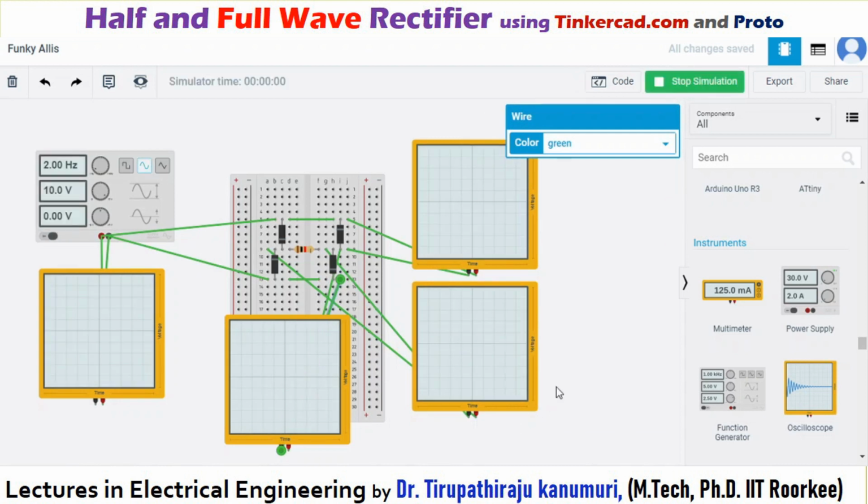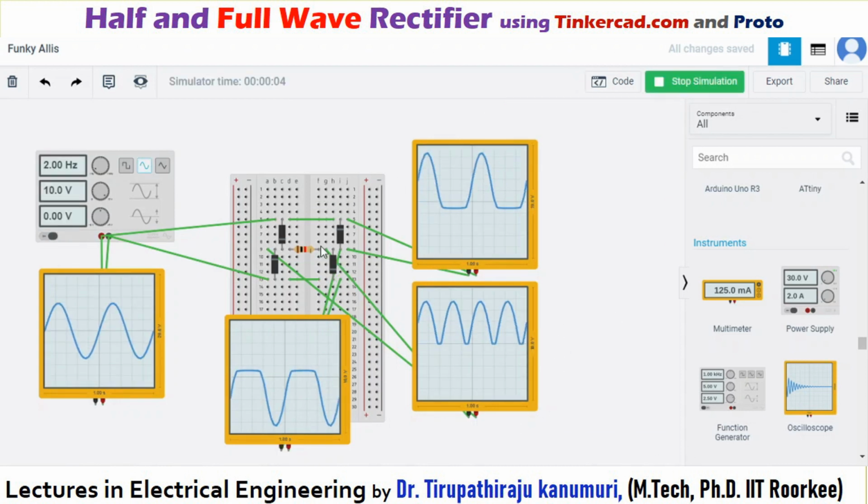So now I am again running the simulation. Now you can see when the first set of diodes are forward biased, the drop is 0.7 volts. The second set of diodes is reverse biased during that time, and your output will be unidirectional. So in this way we can verify the bridge rectifier.